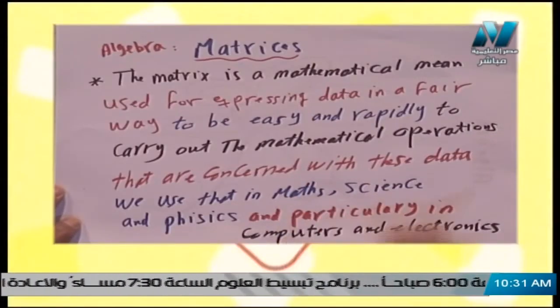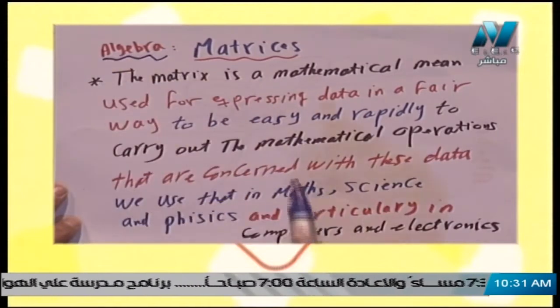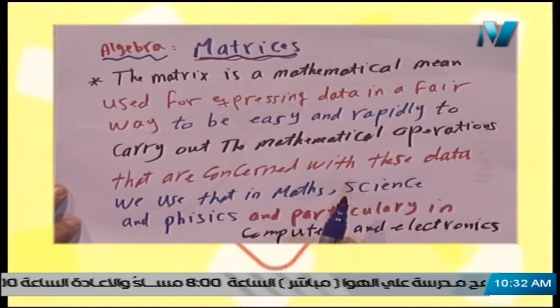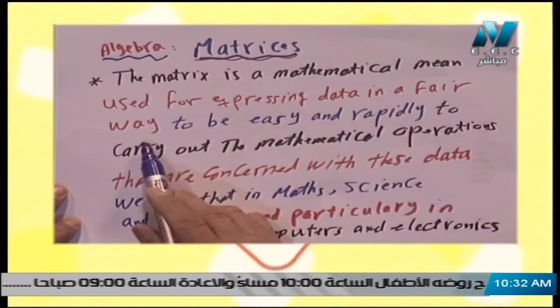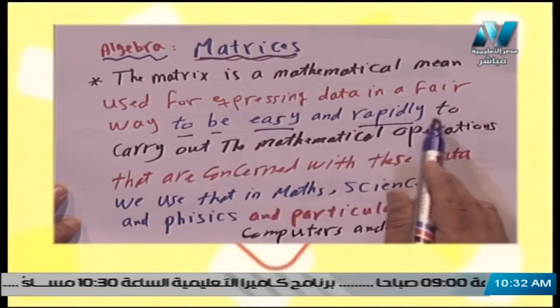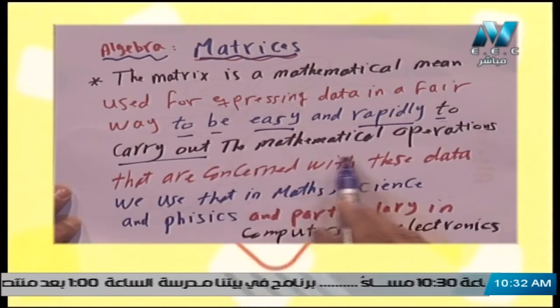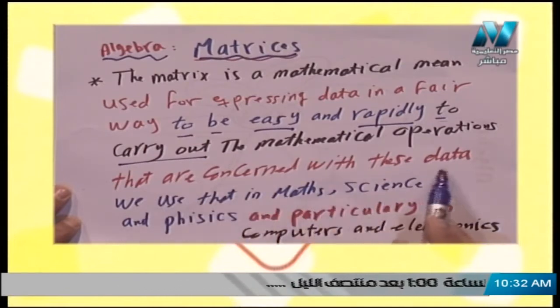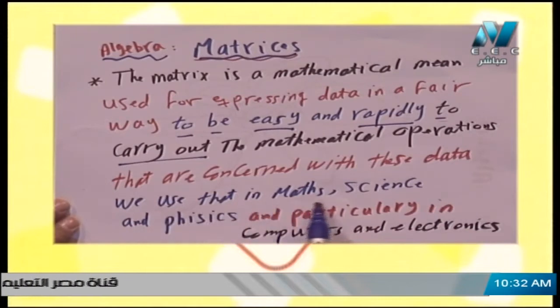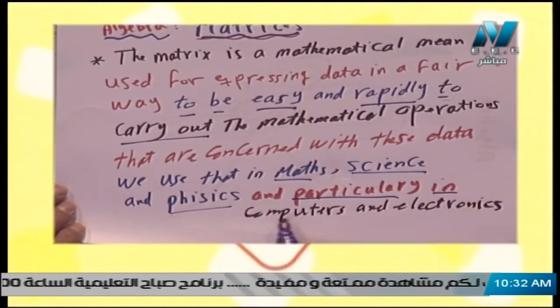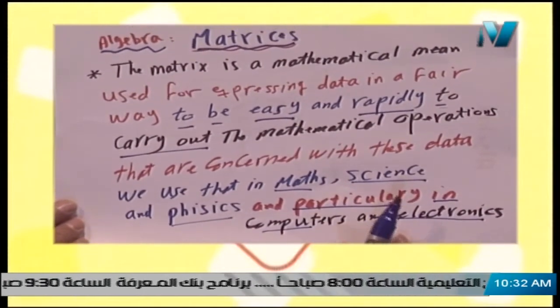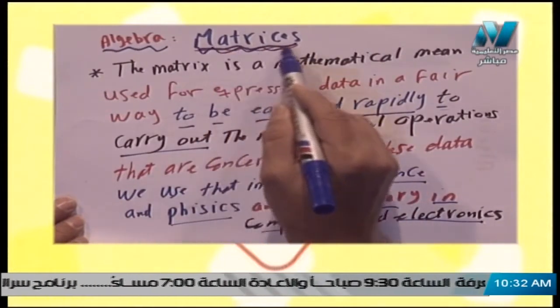We have the new lesson: matrices. Matrices is an algebra lesson. What is a matrix exactly? A matrix is a mathematical means used for expressing data in a fair way, to be easy and rapid to carry out. Carry out what? Carry out the mathematical operations concerned with these data. We use that in math, science, physics, and particularly in computers and electronics.